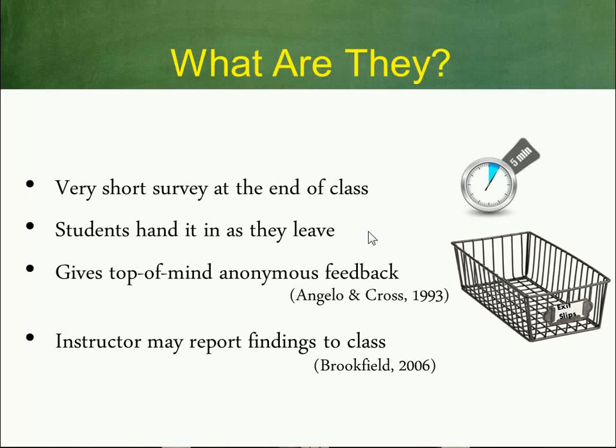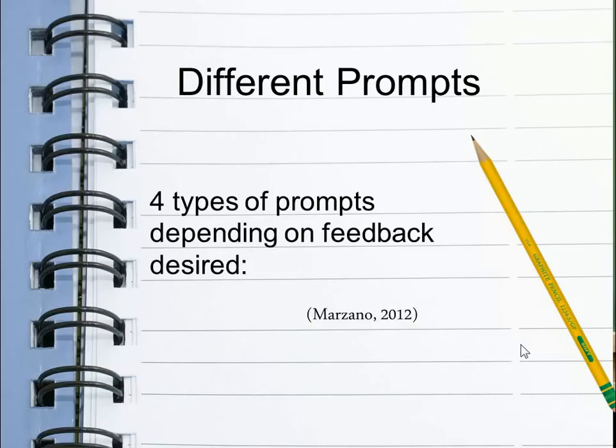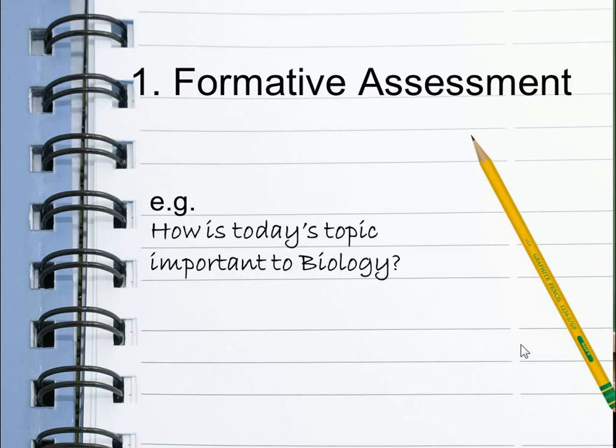And the instructor may choose to report the findings to the next class, let the students know what they learned from the survey. So there's different types of prompts depending on what kind of outcomes you want to get from the activity. Marzano suggests there's 4 types of prompts, and those are formative assessment, and this is where you're looking for some idea of how well the students understood what happened in that lesson, the content.